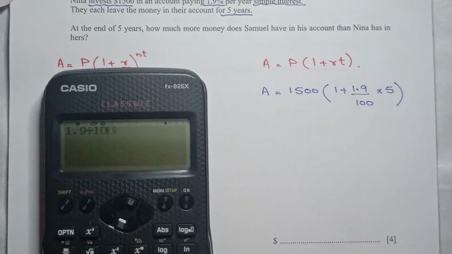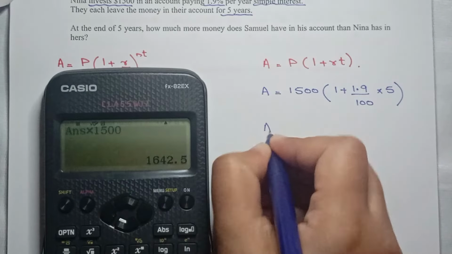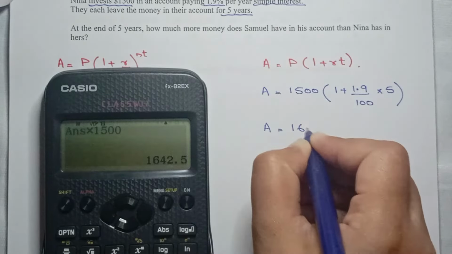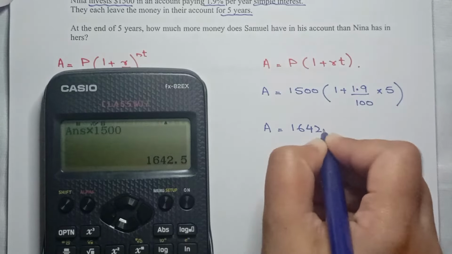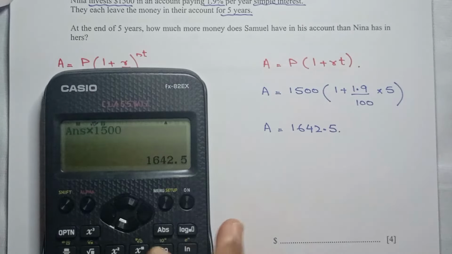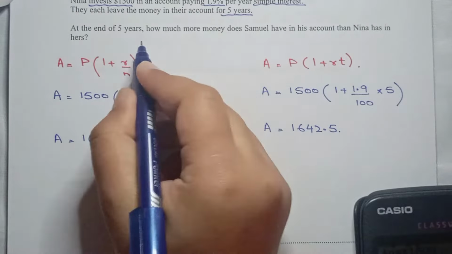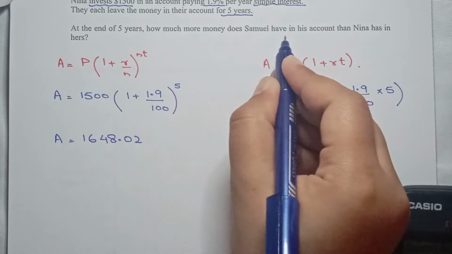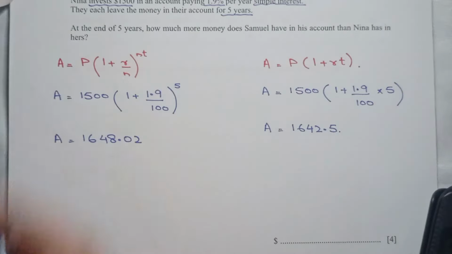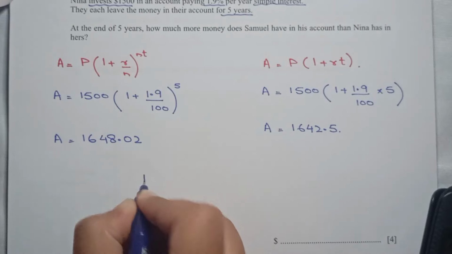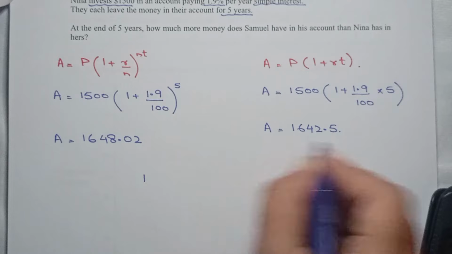1.9 divided by 100 times 5, add 1 times 1,500. This would be, the amount is 1642.5. Okay, now we need to find how much more money Samuel has in his account than Nina has in hers. So we need to find the comparison. Basically we need to do Samuel's subtract Nina's.